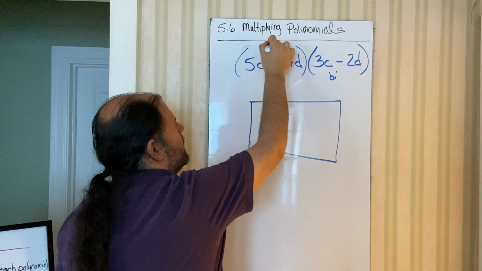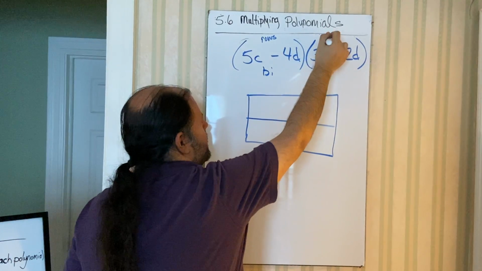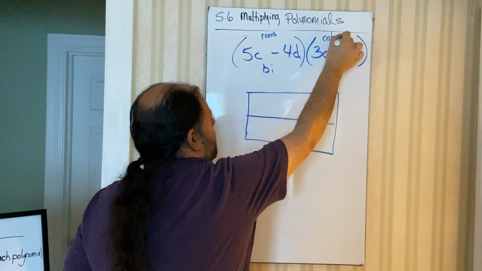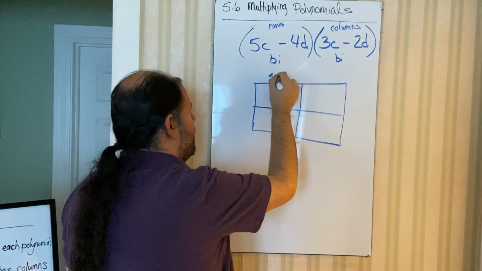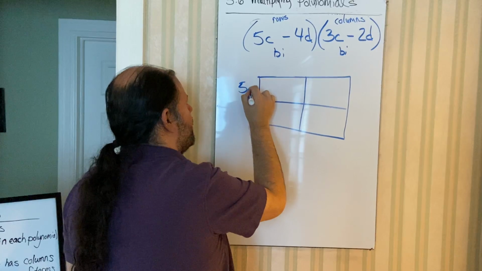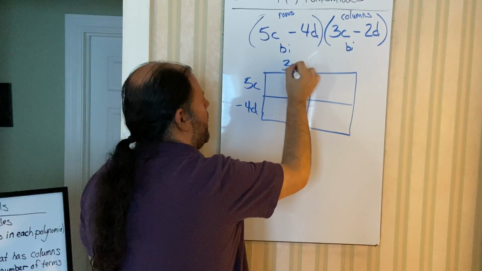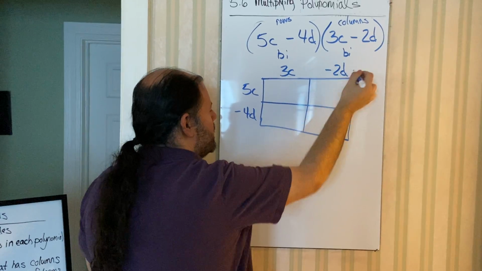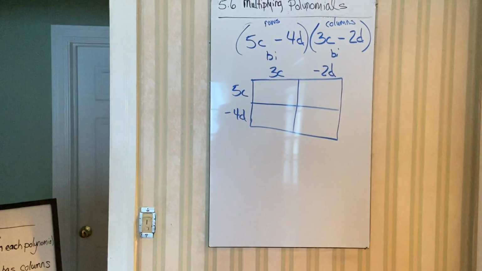This is rows. This is columns. 5C. Put it over here, what's the rows? 3C and the minus 2D. So let's fill in individual squares.